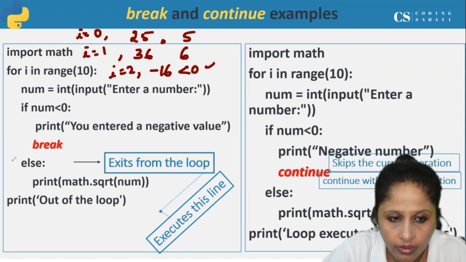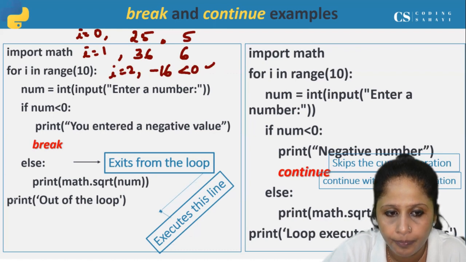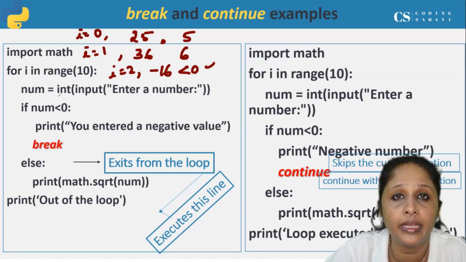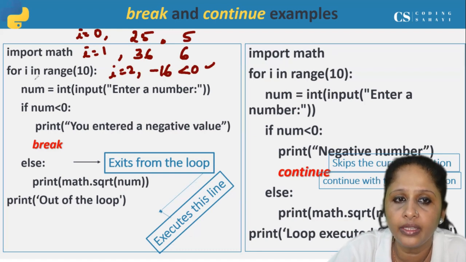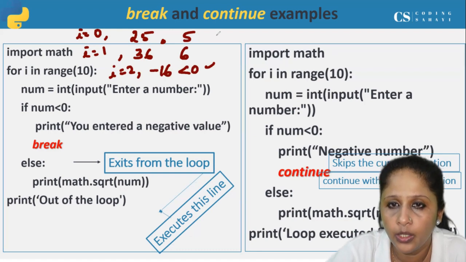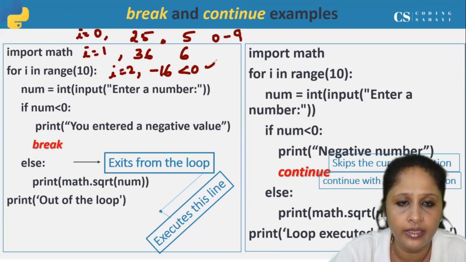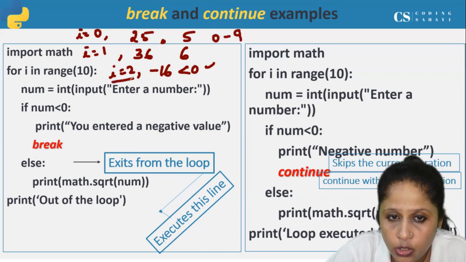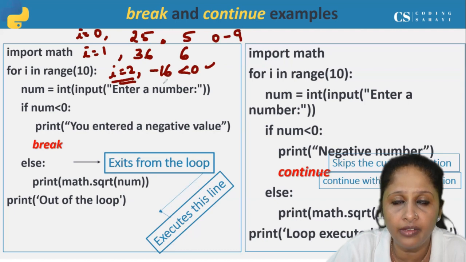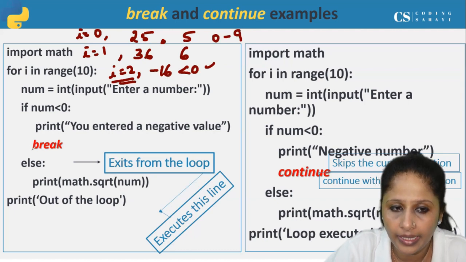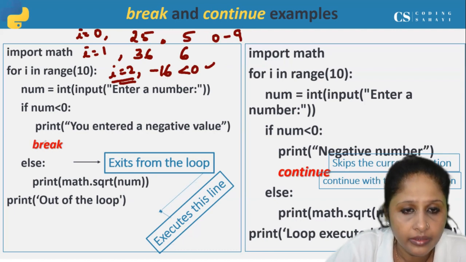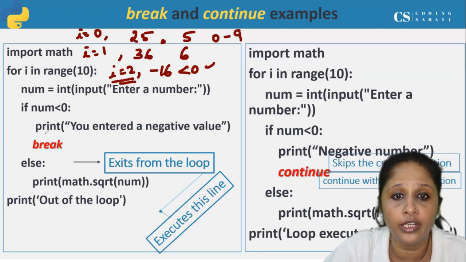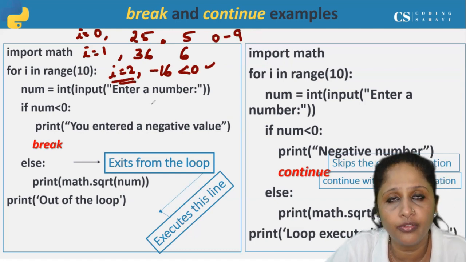That means from here it directly jumps to print "out of the loop". It doesn't go back and execute the remaining iterations. We have the iteration from 0 to 9, isn't it? But when it reaches 2, we entered a negative value. So when it executes this break statement, the iteration will not continue, that is, i equal to 3, 4, 5 and so on.